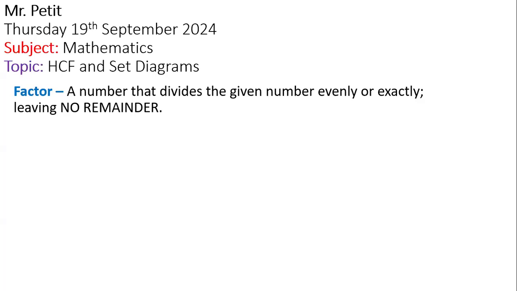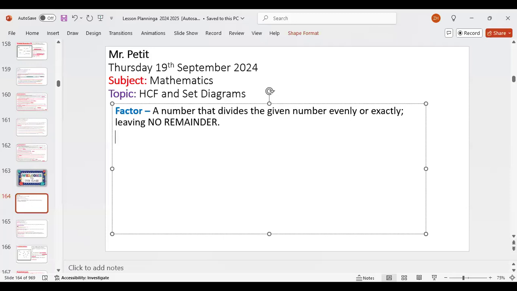Anishka, what do we mean by the factor of a number? It divides the number evenly or exactly, leaving no remainder. Very good. If we have a factor, it's going to divide that number evenly, and there's going to be no remainder. So, for example, say we have 24, and we want to list the factors of 24. What would be the factors of 24?